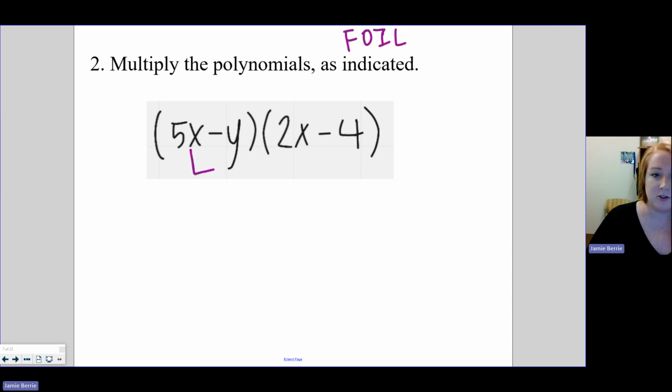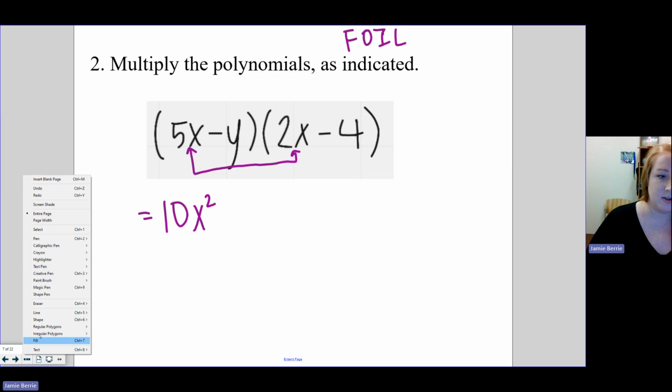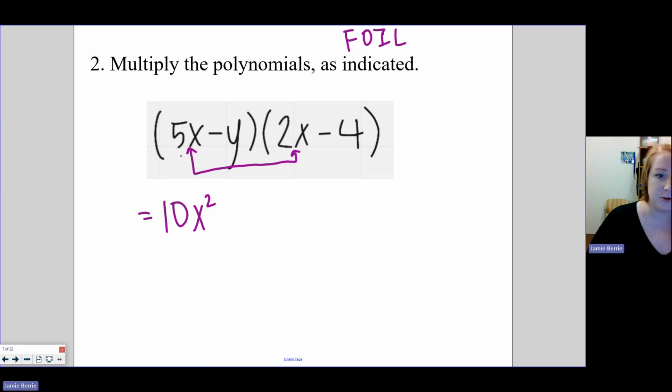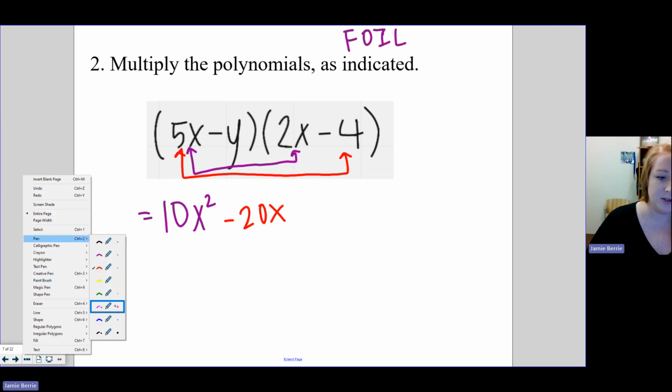First means we're going to multiply the first term, so these guys. All right, so 5x times 2x. You're multiplying coefficients, multiplying variables. All right, so 5 times 2 is 10. X times x is x squared, adding the exponents. All right, so first and then outer. So the outer terms would be the 5x and the negative 4. All right, so 5x times negative 4 is negative 20x.